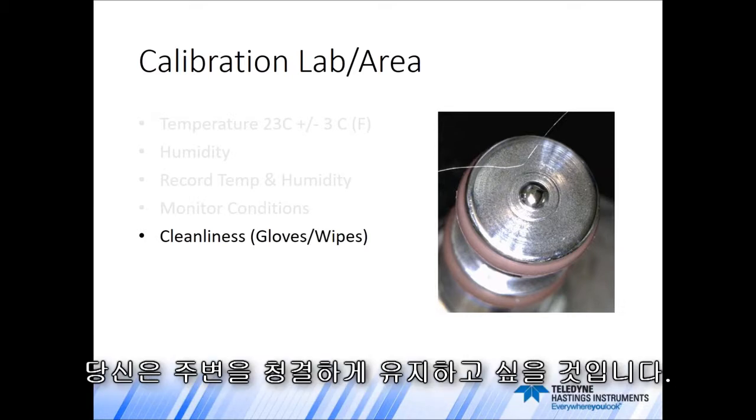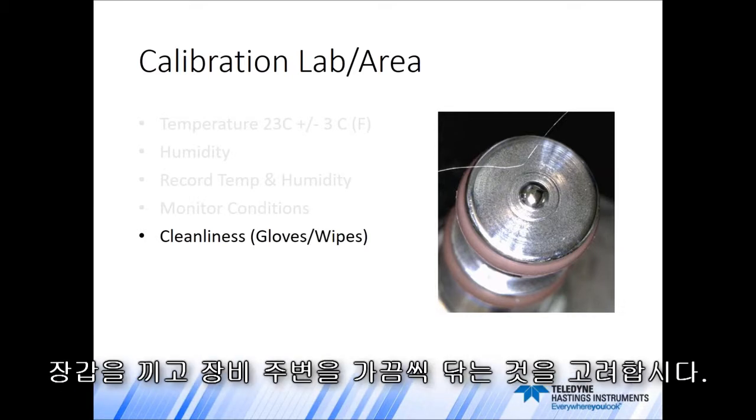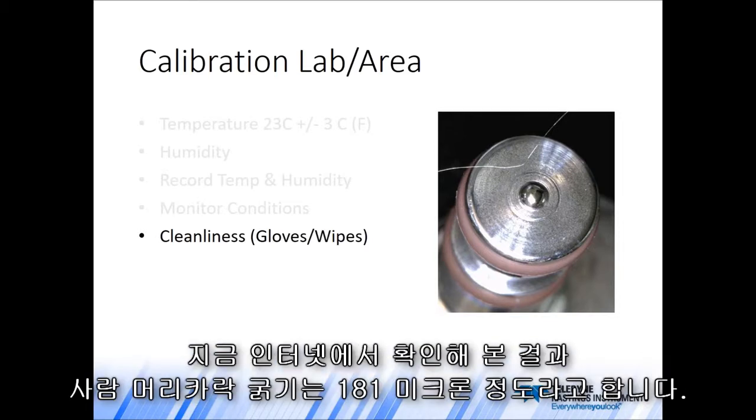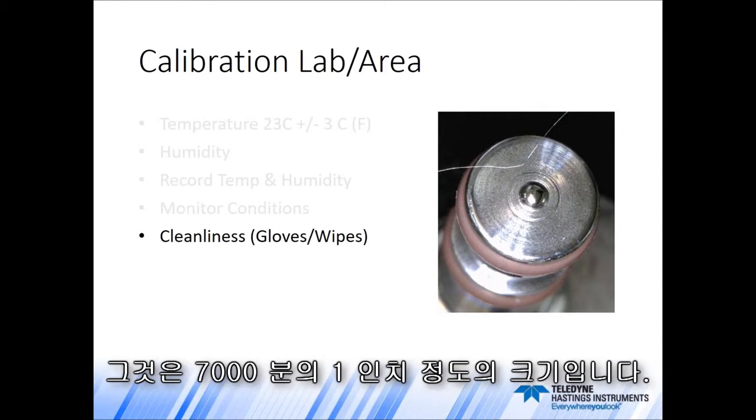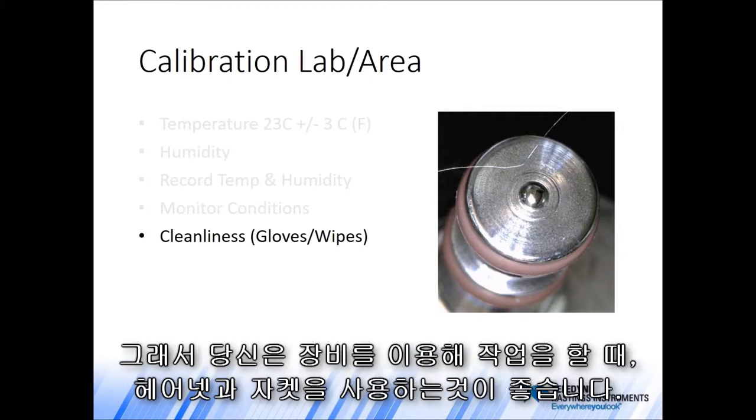So you want to keep your area clean. Wipe down your flow bench often, and consider wearing gloves. Now, I looked this up on the internet. A human hair can actually be as large as 181 microns. That's over 7/1000 of an inch. So you might want to use a hairnet and perhaps wear a lab jacket when working on instruments.